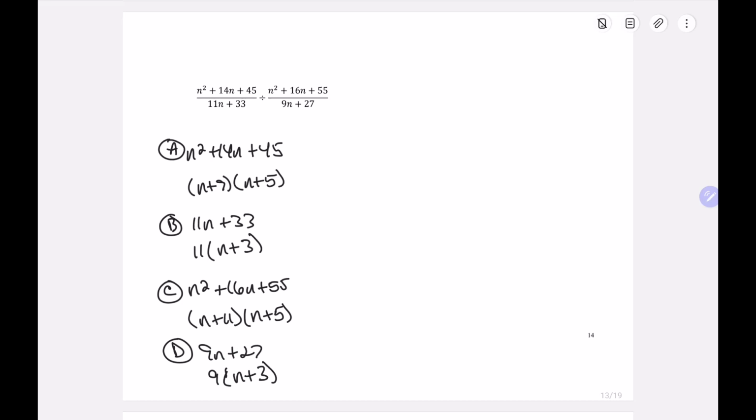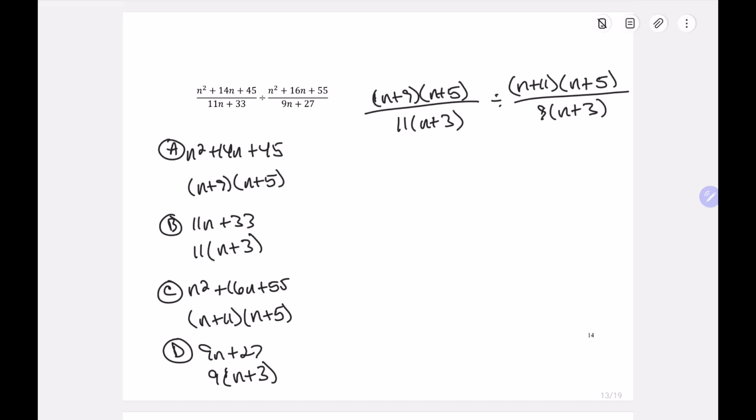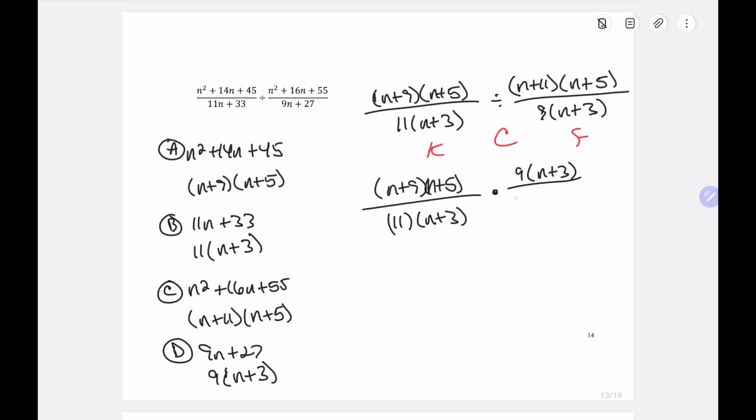So I'm going to rewrite it first. Now we can look at our KFC. We're going to keep the first one, flip the second one, change the sign. So we'll have n plus 9, n plus 5 in parentheses, over 11, n plus 3, times 9, n plus 3 all over n plus 11, n plus 5.